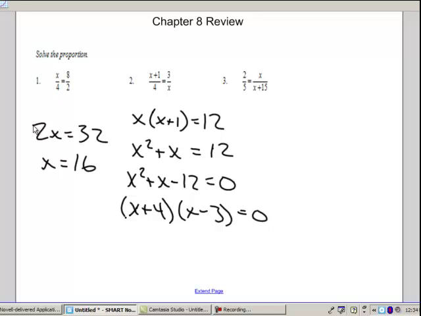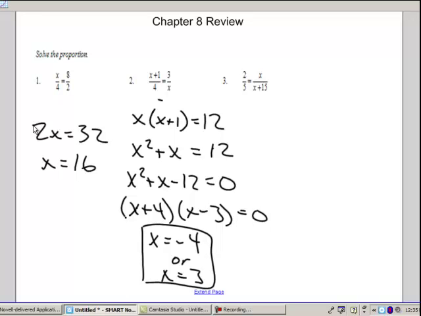So x plus 4 times x minus 3 is equal to 0. One or the other factors has to be equal to 0. So x equals negative 4 or x is equal to 3. If I try both those answers, negative 4, I will get negative 3/4 equals negative 3/4. If I try 3, I'll get 1 equals 1. So both of these are good answers.